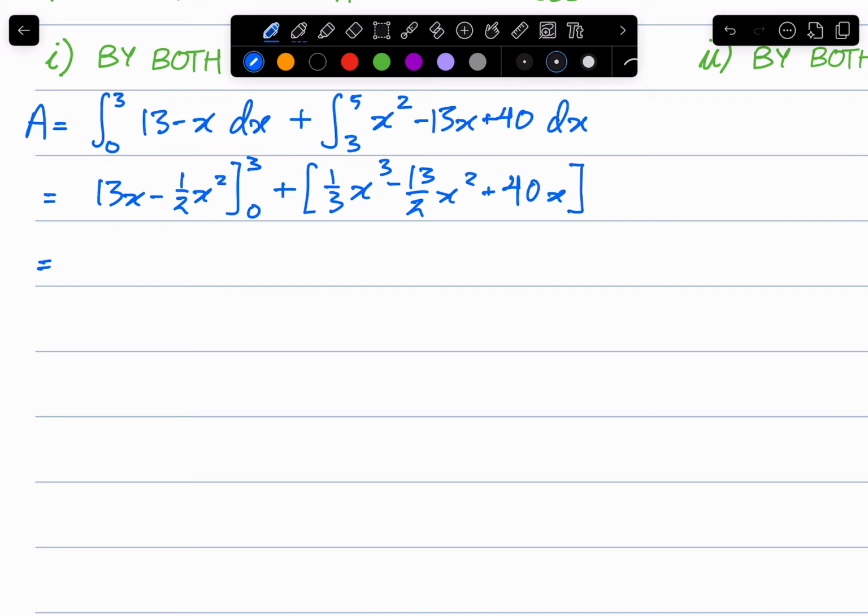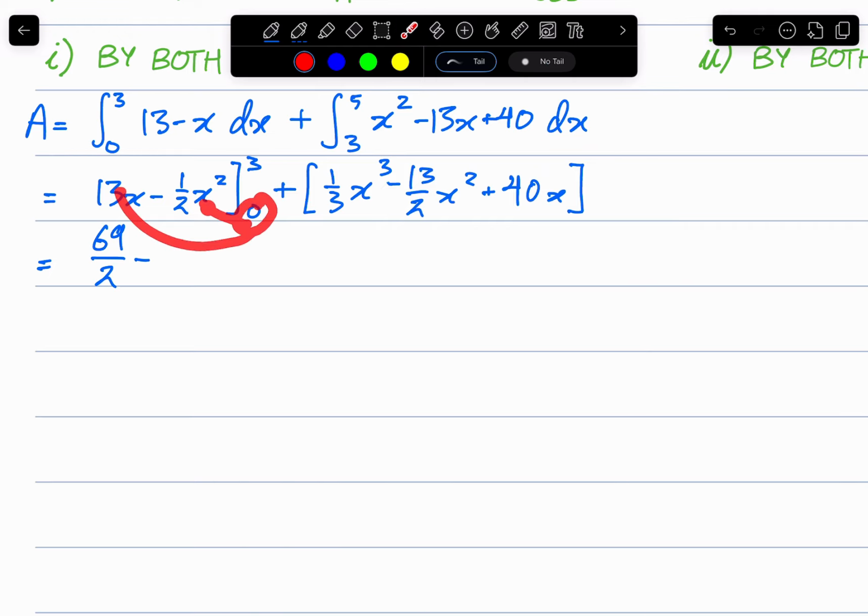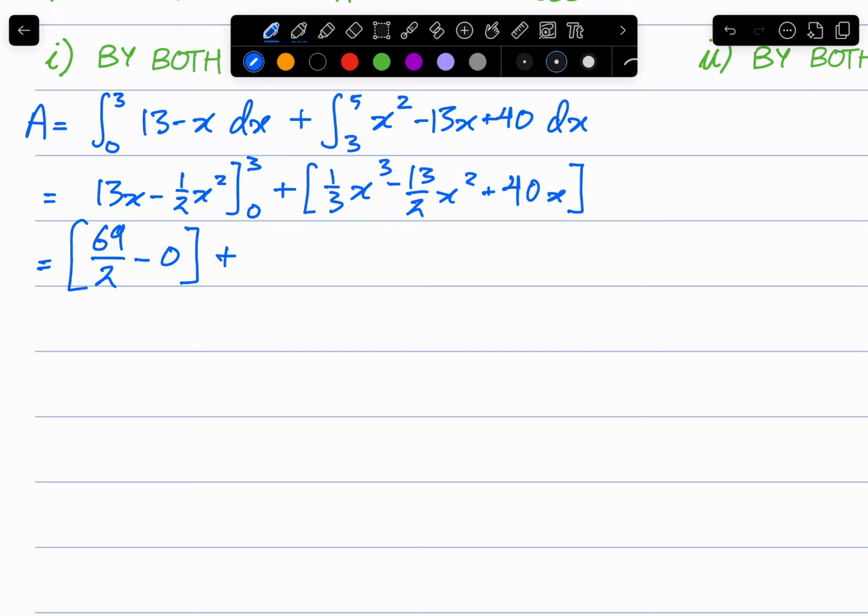So 13 times 3 minus half times 3 squared. This gives me 69 on 2 minus, substituting 0 to this, we get 0. To this, we need to substitute now, oops, I forgot to write it in, 5 and 3. So 1/3 times 5 cubed minus 13 on 2, 5 squared, plus 40 times 5.